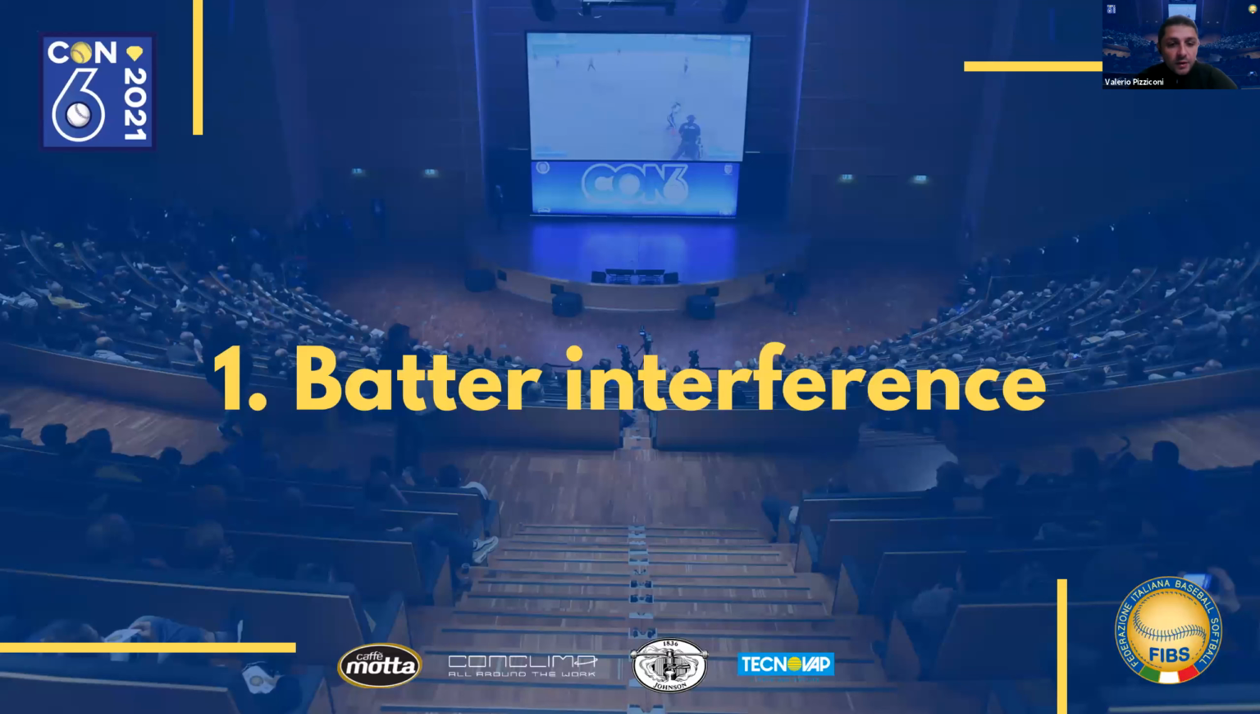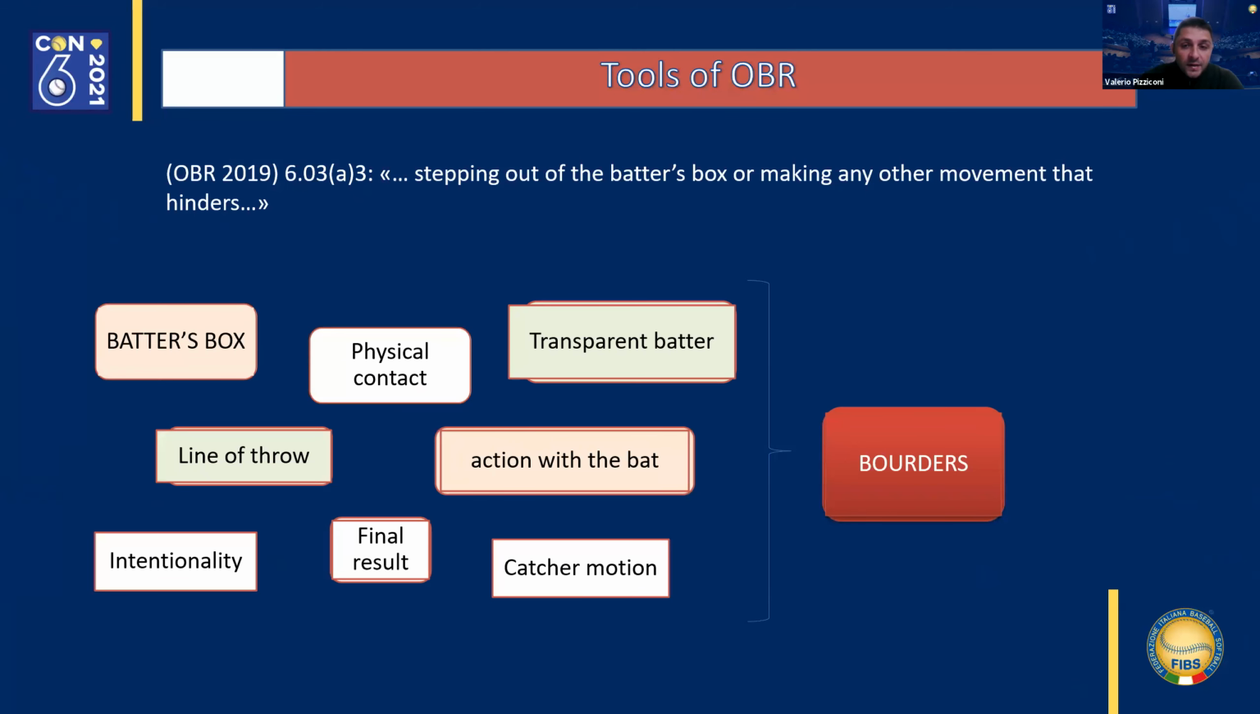The first case I have selected for today is that of batter interference. Let us examine the example of a hitter interfering with a catcher who attempts to throw out a potential base stealer. On this slide, we see all the physical parameters that need to be considered according to the rules of the game. The rule states very clearly that the batter will cause interference should he step out of the batter's box or make any other movement that hinders the actions of the catcher.